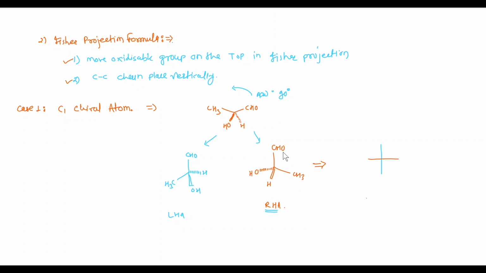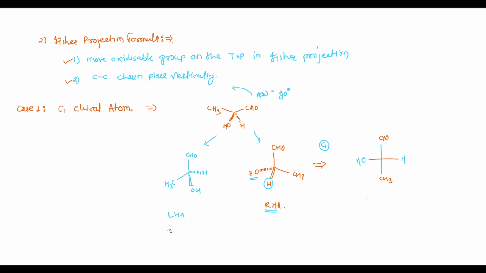The more oxidizing group goes on the top in the Fischer projection, that is CHO. Next, the second group in the plane we have to write at the bottom in the Fischer projection formula. In the dotted wedge formula for the right-handed angle molecule, the group shown by the wedge line is written on the right-hand side in the Fischer projection formula, and the group shown by the dotted line we write on the left-hand side. This is the actual conversion of the dotted wedge line formula into the Fischer projection formula for the one chiral carbon molecule only.